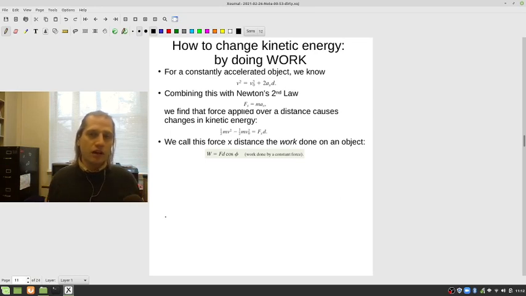And the amount of energy that we either put in or take out of the system is called the work. So let's see how we can get this. Let's say that we have a constantly accelerated object, and we know that v equals v naught plus 2ad.